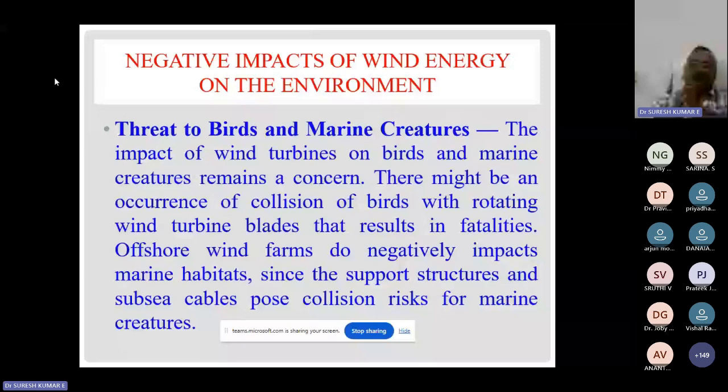Offshore, the same thing. Offshore wind farms do negatively impact marine habitats, since the support structures and subsea cables pose collision risk for marine creatures. This is another major issue on the marine side also.